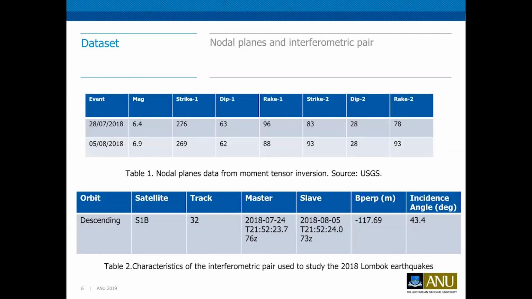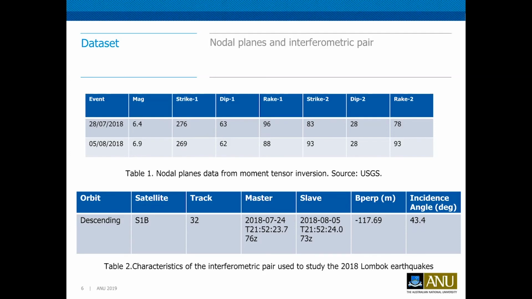So these two tables show the data we used to derive earthquake focal mechanisms and the interferograms. The earthquake focal mechanisms are derived from the nodal planes data downloaded from the USGS, and then we use differential InSAR to capture the ground movements produced by these two earthquakes in the border area of Lombok.